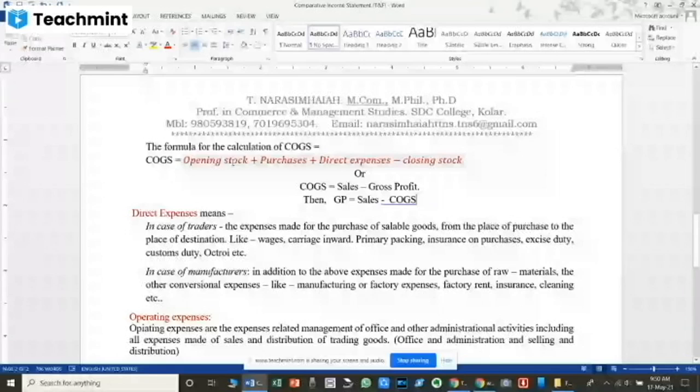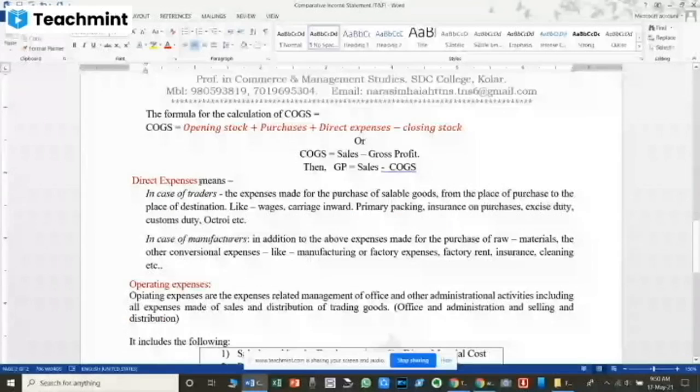Next, direct expenses. I told you that direct expenses are all the expenses made for the purchase of raw material, as well as the expenses made at the factory level for the purpose of conversion of raw materials into finished goods.